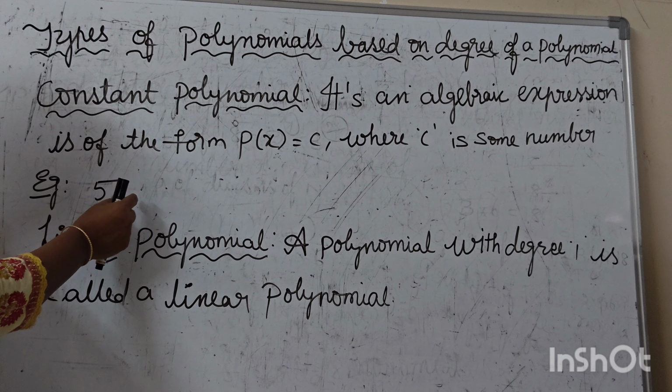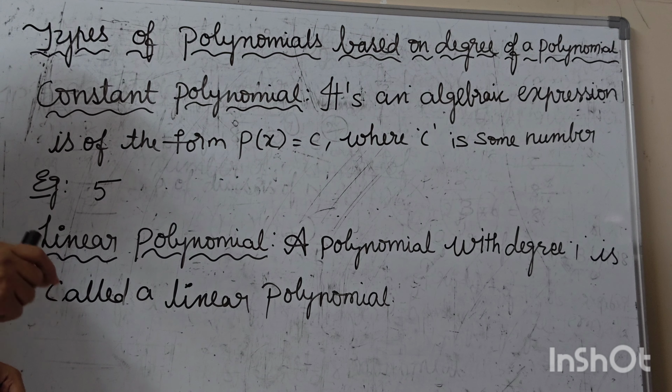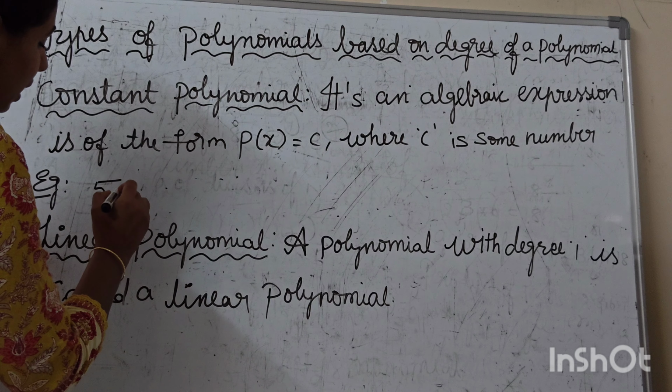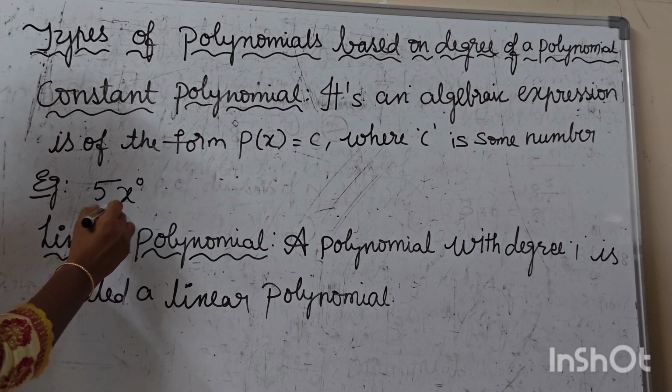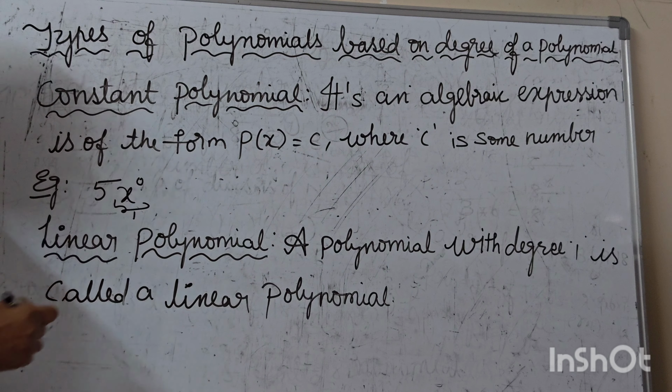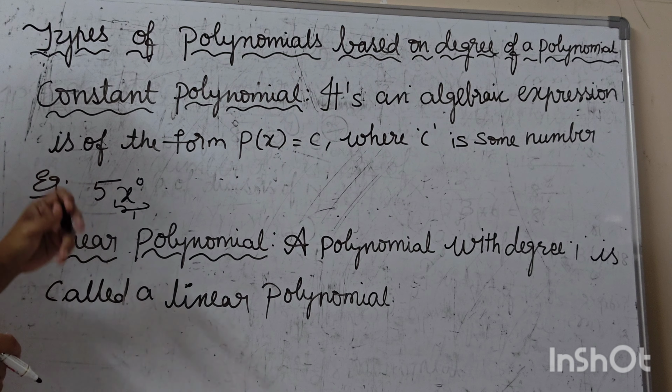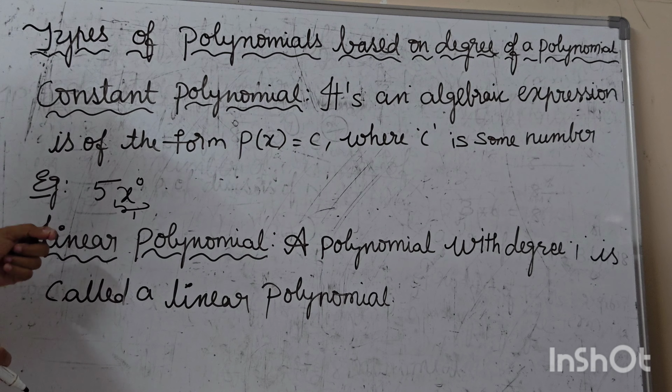I don't find any variable. If I find a variable, I can say the degree. But I can write this as x power 0 or a power 0. What is the value of this? 1. So 5 into 1, again I am getting 5. The degree of any constant polynomial is always 0.